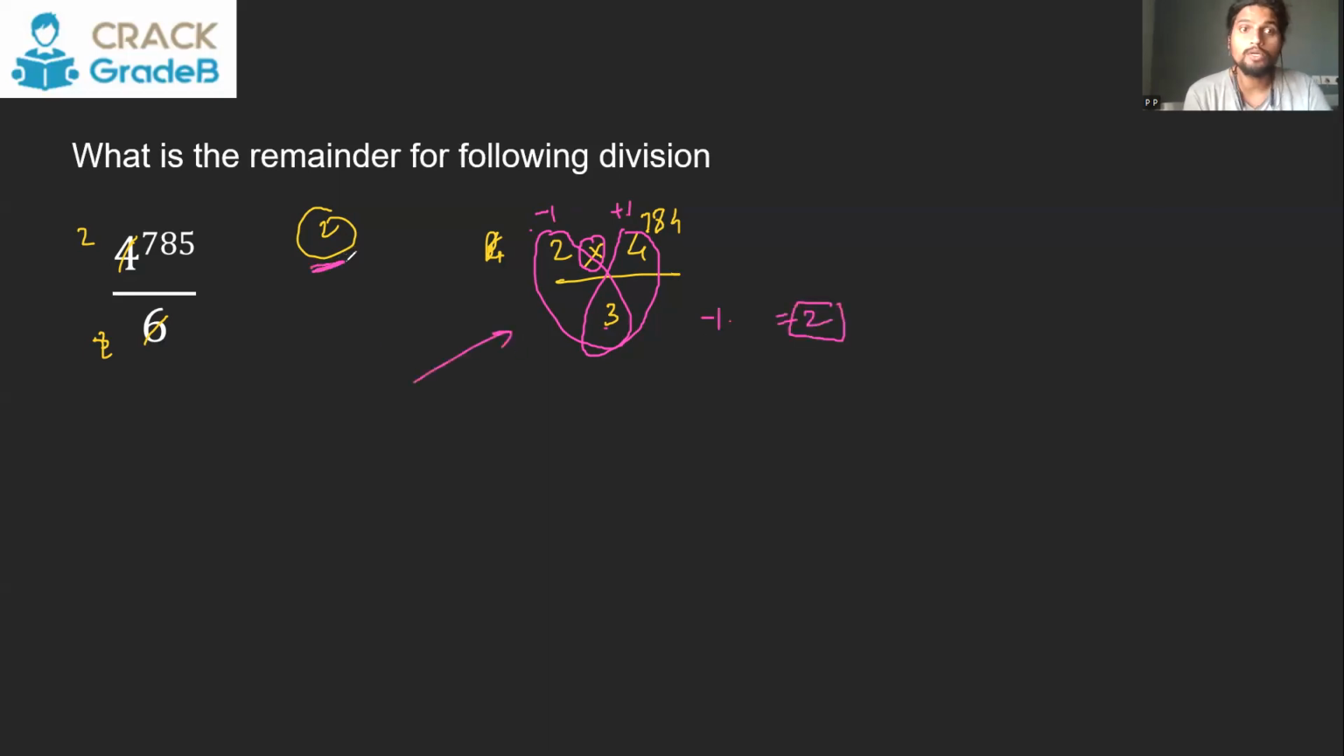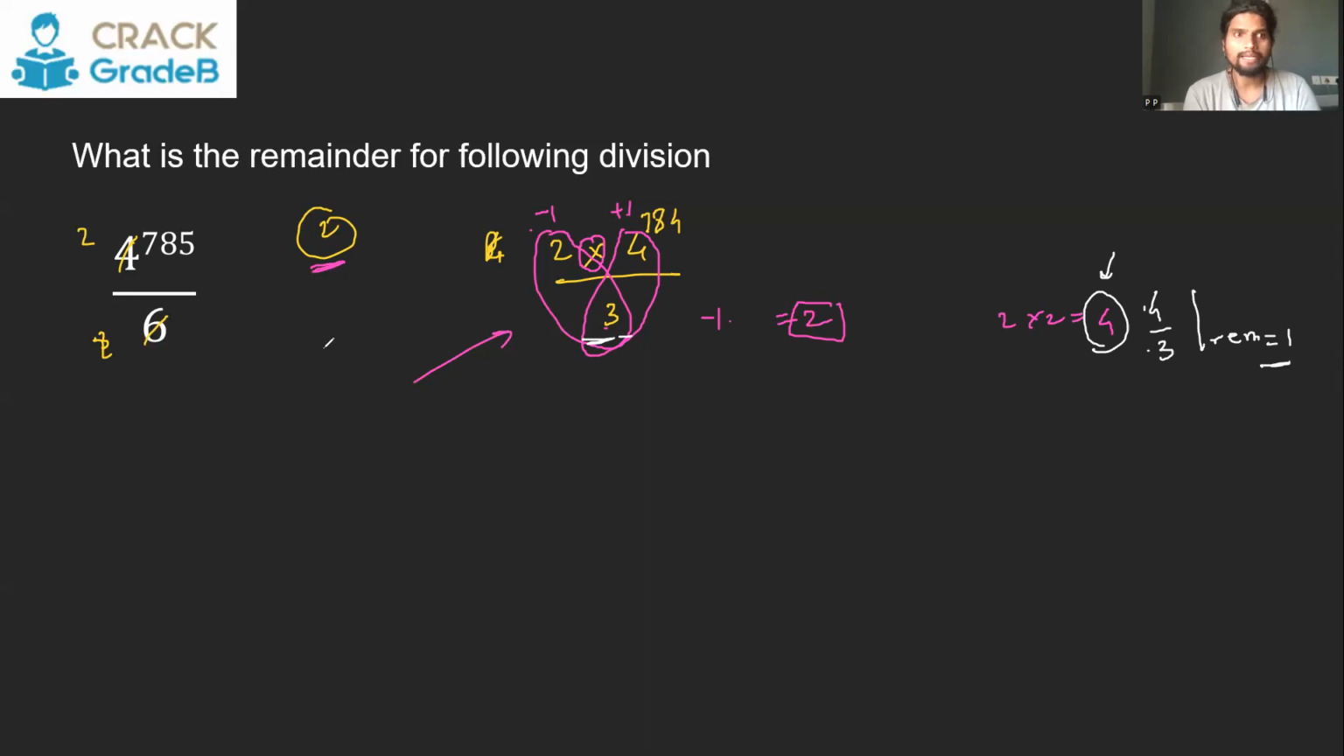But we cancelled out 2 as well. If we cancelled out 2, the final answer is going to be 2 into 2. That is 4. And 4 means 1. Because 4 can't be a remainder if you are dividing by 3. If your remainder goes beyond the divisor, you have to again divide the remainder by the divisor and check the final.